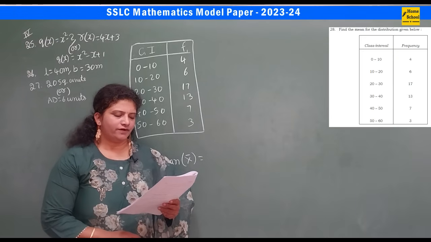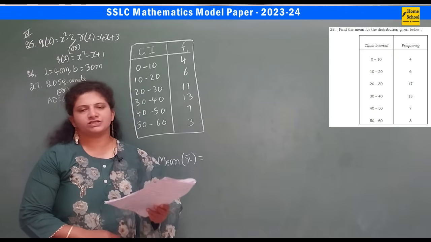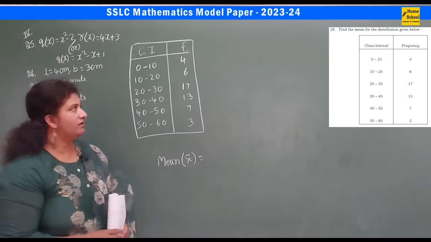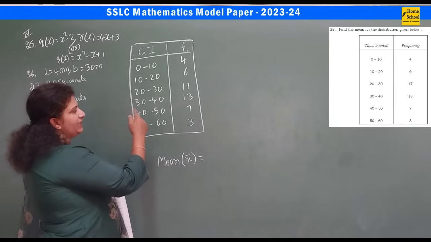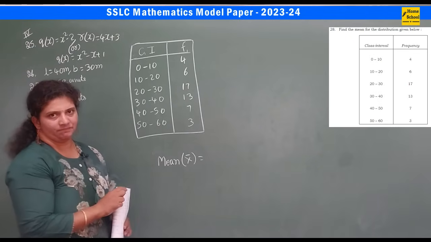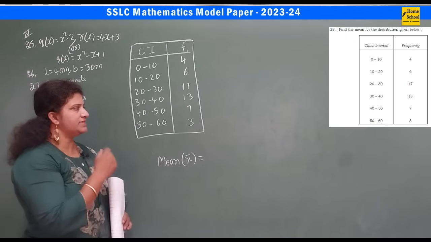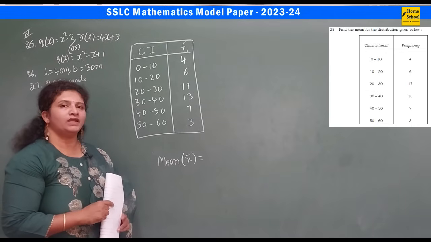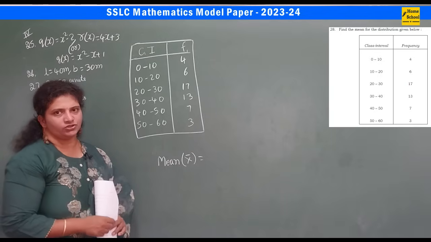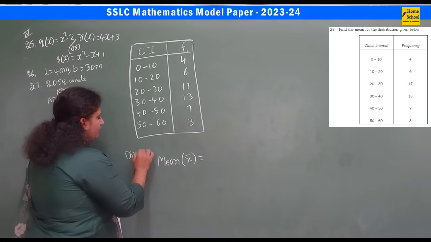28th one, find the mean for the distribution given below. You can see the distribution table. Class intervals and frequencies are given: 0 to 10, 10 to 20, 20 to 30, 30 to 40, 40 to 50, 50 to 60, and the frequencies are 4, 6, 17, 13, 7, 3. Find the mean. You can choose any of the three methods. I am going to choose the direct method.